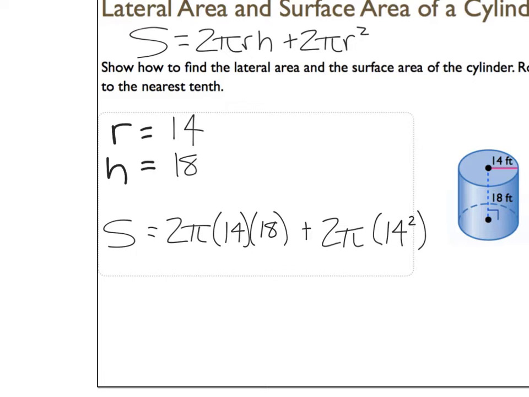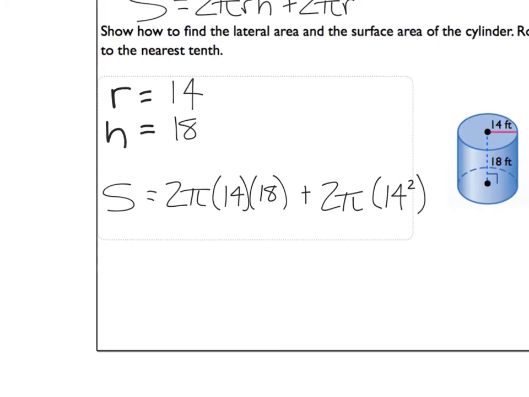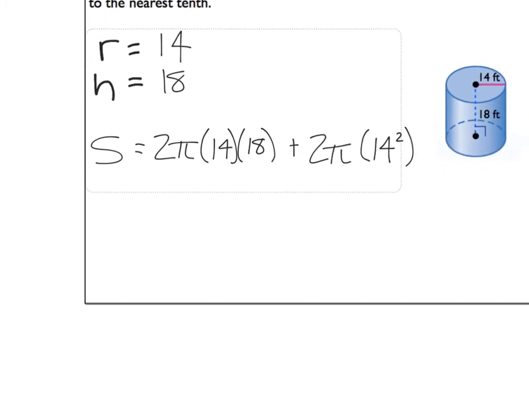All right, so I'm going to start simplifying this. And I know we've talked about exact answers versus rounded answers. So what I'm going to do here is keep my answers with the pi in it until the very end. So I multiplied the 2 times 14 times 18, and that gave me 504 pi. So again, I just carried down that pi. Plus 14 squared, which is 196, times 2 will give me 392 pi.